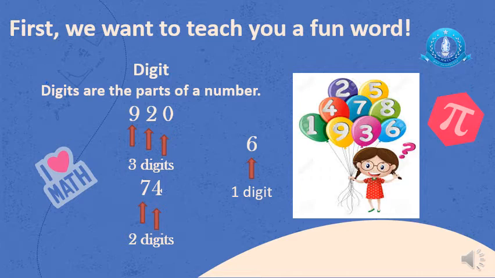Look at the second number. The second number is 74. So how many digits are here? 2. One digit is 7 and one digit is 4. Look at the third number. The third number is 6 and 6 has only one digit. I hope it's clear what a digit is.